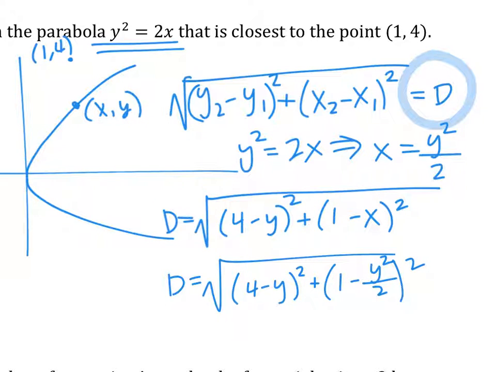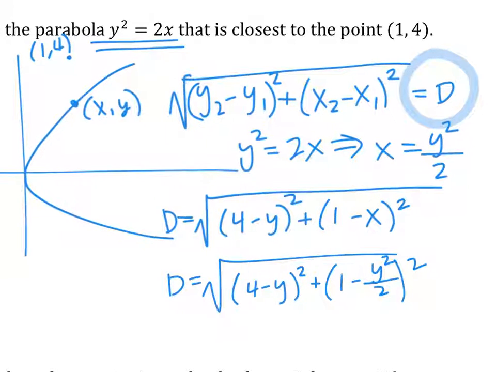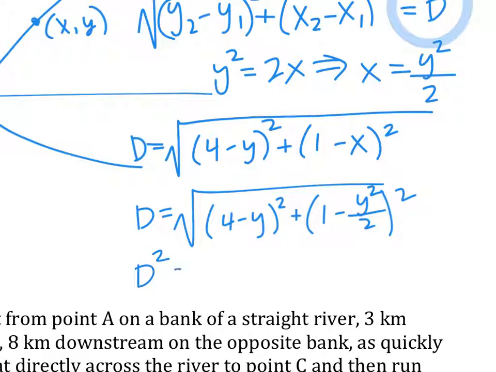Okay, I need to take the derivative of this one. That looks horrible. So here's what the textbook says as a trick. They said just square everything. And then when you take the derivative, you're just trying to find the minimum of d squared, which is still going to give you the same number. It's just a trick to make the algebra easier, or the calculus part easier.